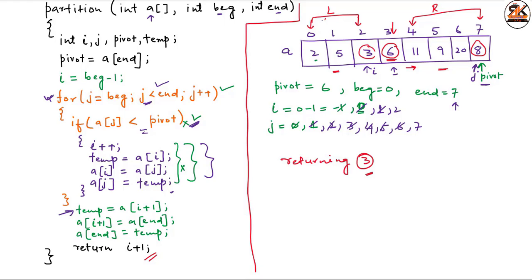As I said, this procedure is recursive, and we have to see how this quick sort algorithm calls all these functions recursively. It can call itself, and it will also call the partition function. Now let me write the quick sort algorithm.